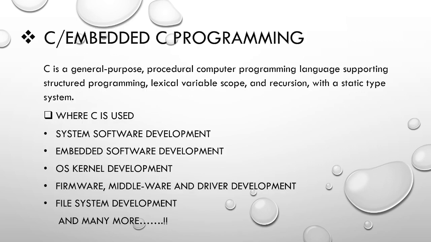C and embedded C programming. C is a general purpose procedural computer programming language supporting structured programming, lexical variable scopes, and recursion with a static type system. Where is C used? System software development, embedded software development, OS kernel development, firmware, middleware, and driver development, file system development, and many more.